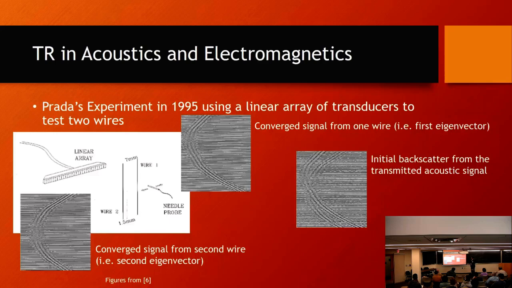This is another experiment that they did in 1995. They transmitted the waveform, and you can see that in the initial return, one going this way and one going this way. They had 2 wires in here, and one was a stronger scatterer than the other. As they iterate, they converge to a single wave field. And if they take this wave field and keep broadcasting, you'll see that all the energy of that wave field will focus on the stronger wire.